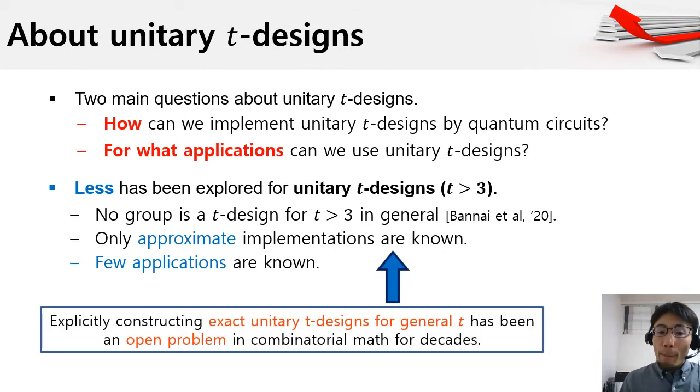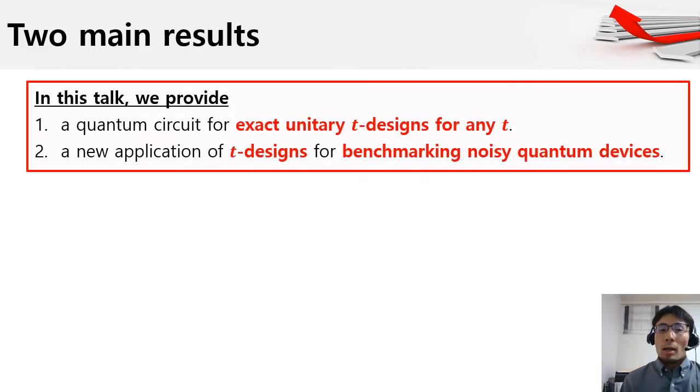I also want to make one more comment about implementations of unitary T designs. The study of unitary T designs started in combinatorial mathematics in the 1970s, almost 40 years ago. Since then, explicitly constructing exact unitary T designs for general T has been a long open problem in combinatorial mathematics. So it's highly non-trivial to construct exact unitary T designs explicitly. In this talk, we provide two main results.